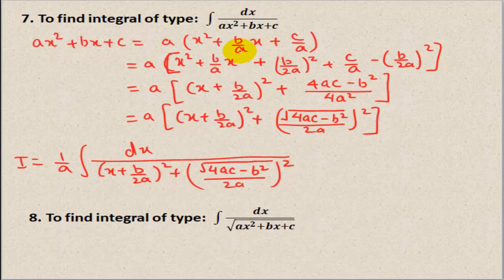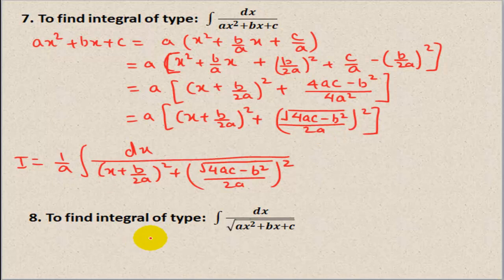So what is needed? We need to simplify the denominator and convert it to two perfect squares. Either they will get added or they will get subtracted. Once it is converted into that form, you can use the result directly. Please ensure the coefficient of x² here is made 1. So if it is something other than 1, you take it common, then proceed with this method.